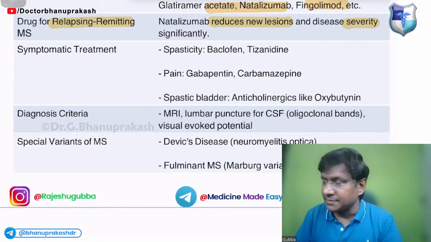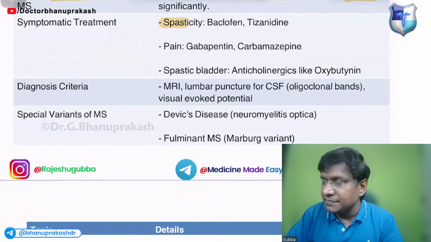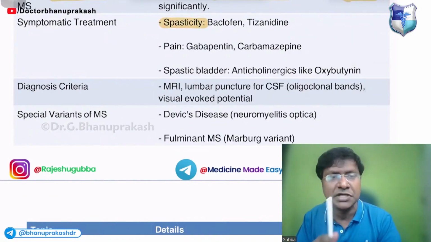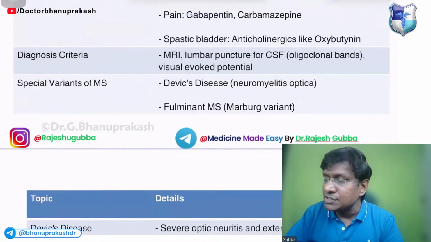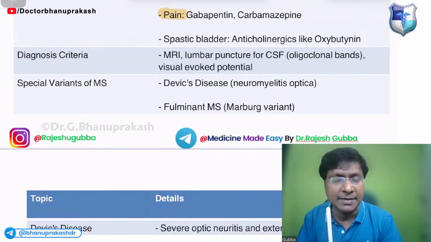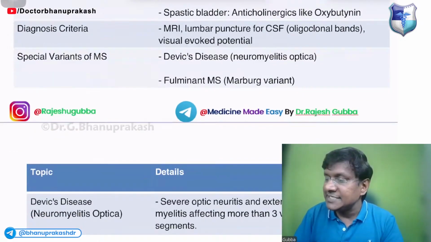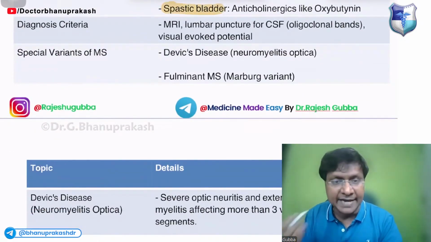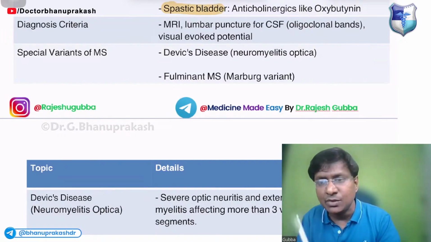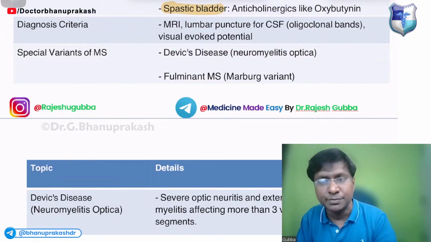Then symptomatic treatment. Because of demyelination of the corticospinal tract, these patients can develop spasticity, for which you need to give skeletal muscle relaxants, that is baclofen and tizanidine. Because of involvement of the sensory nerve, these patients have paresthesias, for which you need to give gabapentin and carbamazepine. And these patients will have detrusor hyperreflexia, because of which there will be a spastic bladder, for which anticholinergic drugs like oxybutynin should be given.